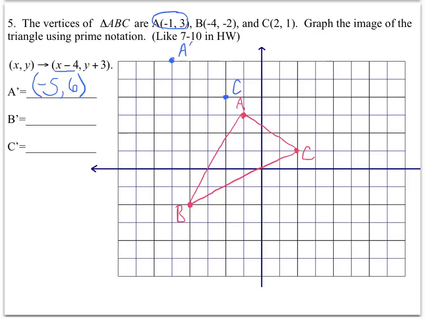So this is my C prime. And then B again, I'm going to move over 4 and up 3, and then I'm going to label it as B prime. Now I'm going to connect all of those for my image. It's still important that I go through and label what B prime actually is, so I can look at the coordinate graph and figure out that B prime is located at (-8, 1), and then C prime is located at (-2, 4).